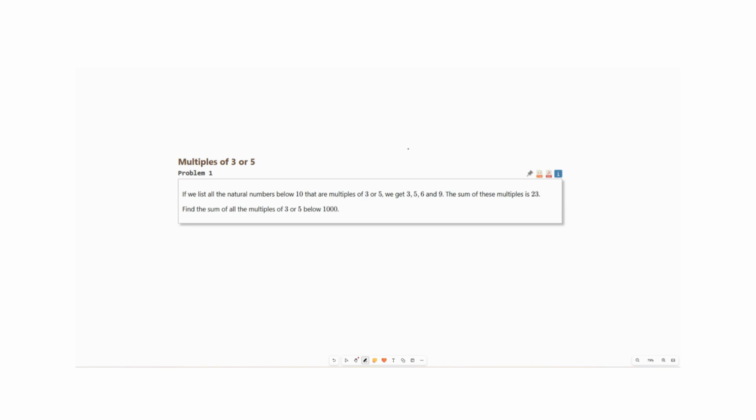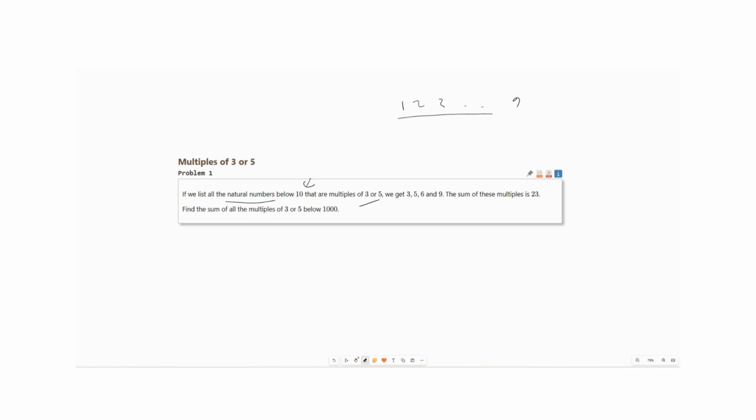What does it mean? Here, all natural numbers means all positive integers, which means 1, 2, 3, 4, 5, 6, and so on, up to 9 in this case. Why? Because it says below 10, so that's why 10 is excluded.